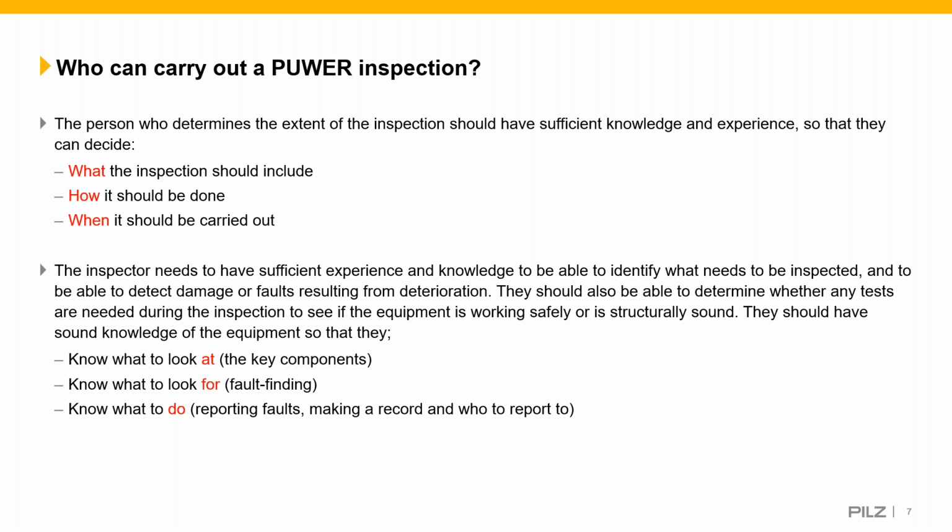So what key components do they need to review and test? What to look for? So how should a system react to be able to find any faults that come up within the system, or ensure that the system is capable of detecting faults? And to know what to do. So how do they report the faults? They make a report and a record of what they've actually inspected, but how do they then send that on to the people that they need to report it to, so that actions and things can be carried out to make any remedial measures and things that might be required?